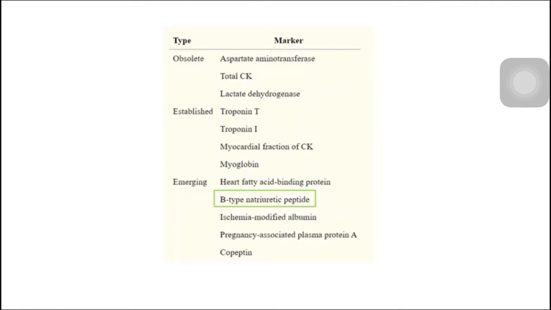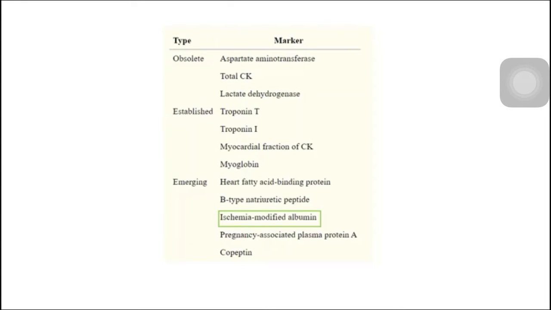And we also have the ischemia-modified albumin po. So, under ischemic conditions po, yung level po ng IMA sa blood is significantly increased po, thus aiding in the diagnosis of acute ischemia po. Prior, of course, before yung onset po ng MI, myocardial necrosis.